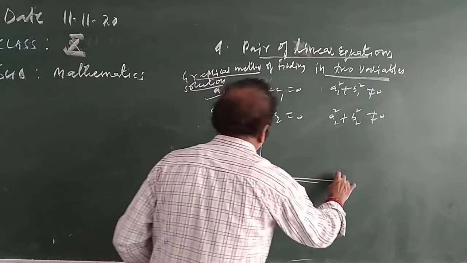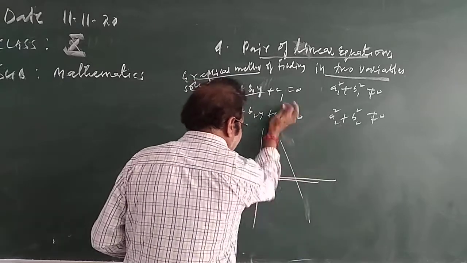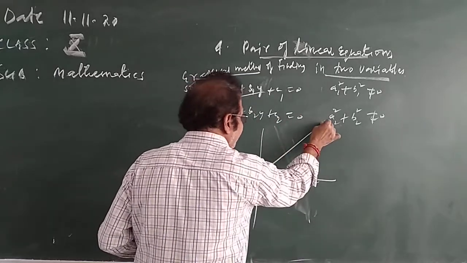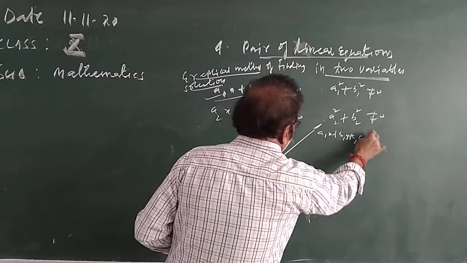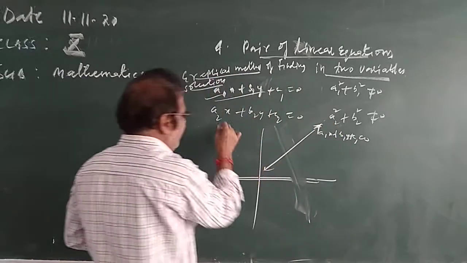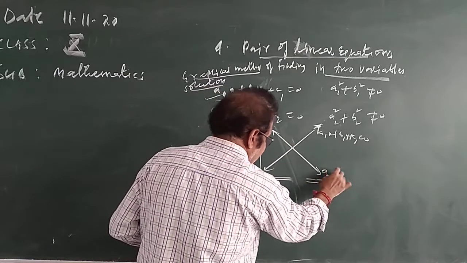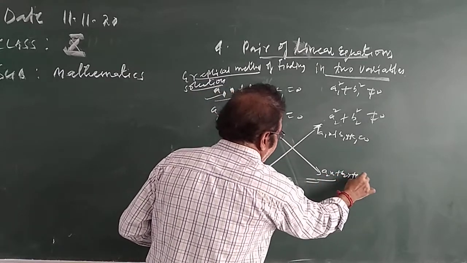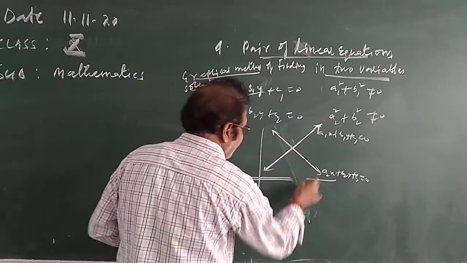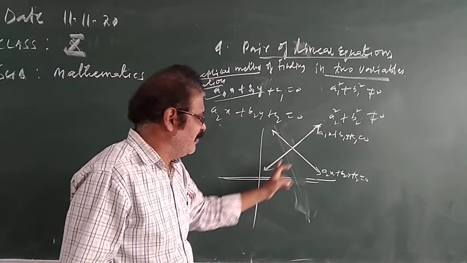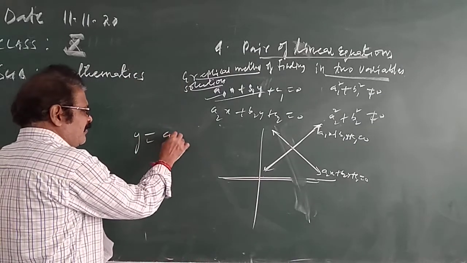For example, a1x plus b1y plus c1 equal to 0. We draw the graph like this. We get a graph like this. This is a1x plus b1y plus c1 equal to 0, a straight line. One more, a2x plus b2y plus c2 equal to 0. We draw like this. So this represents a2x plus b2y plus c2 equal to 0. These two lines are like this. This is one line, this is another line. One line is a1x plus b1y plus c1. When you know how to plot, that line should be written in this form.